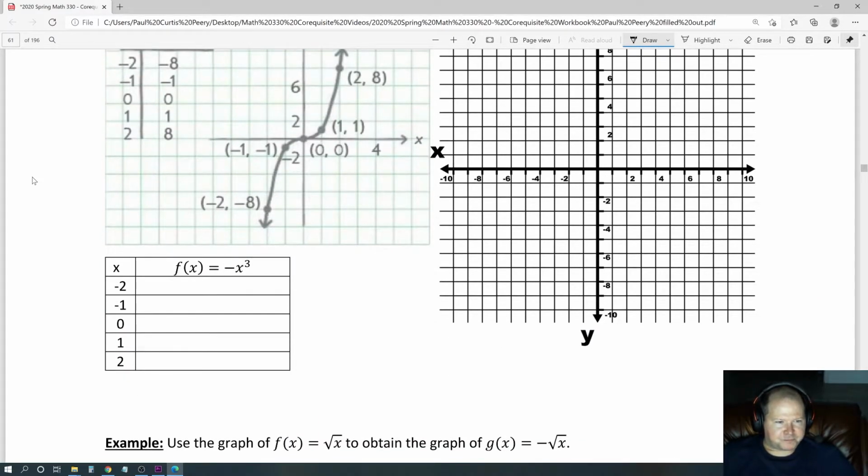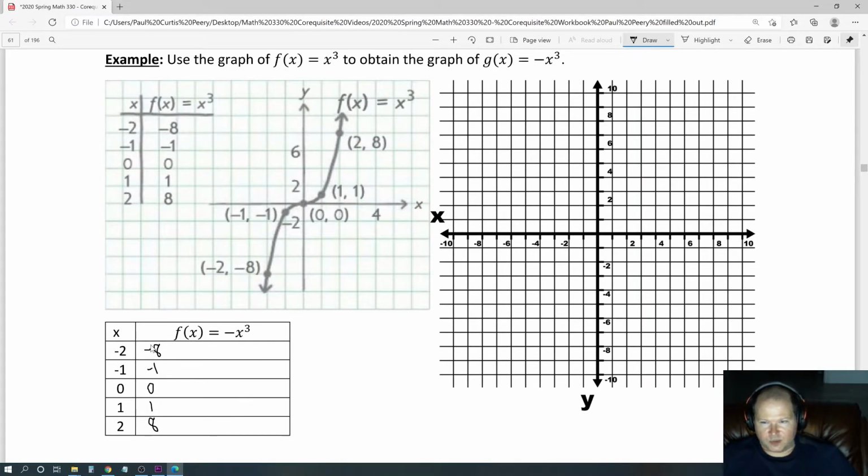Okay, so let's plug it in. So we plug in a 0. 0 cubed is 0. -1 cubed is -1. -2 cubed is -8. 1 cubed is 1. 2 cubed is +8. Okay, so the original one, we're just using these points over here. So first we have 0, 0. So I just put that right in the middle. So we have -1, -1. But we also have a 1, 1. And we have a 2, 8, which is right over here. But we also have a -2, -8, which is right there.